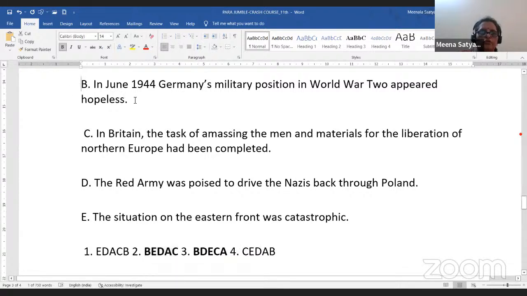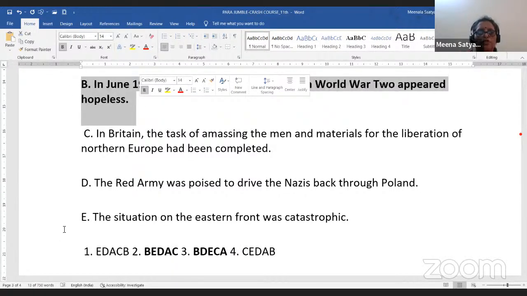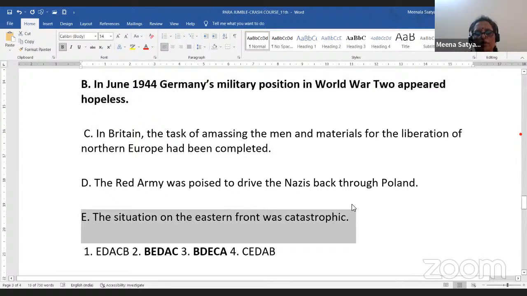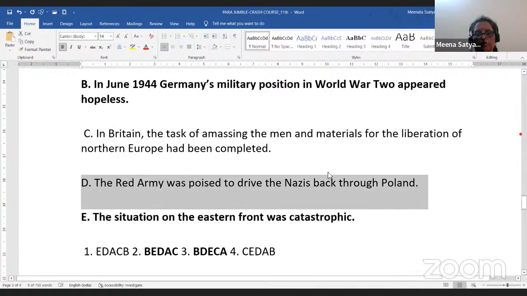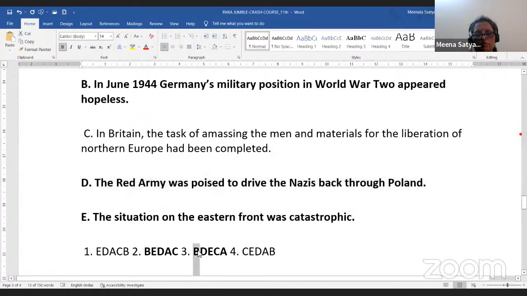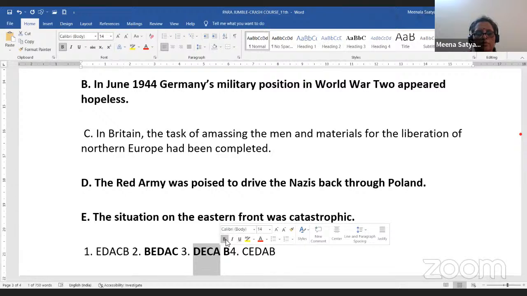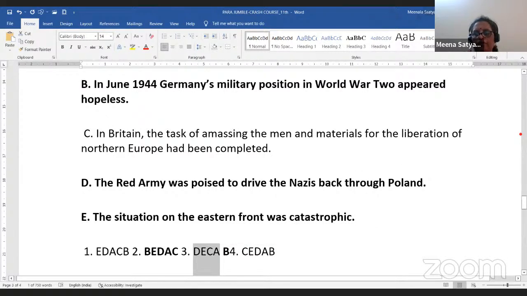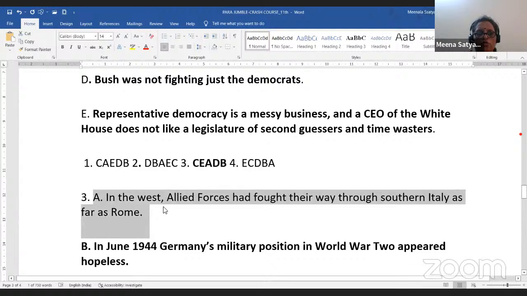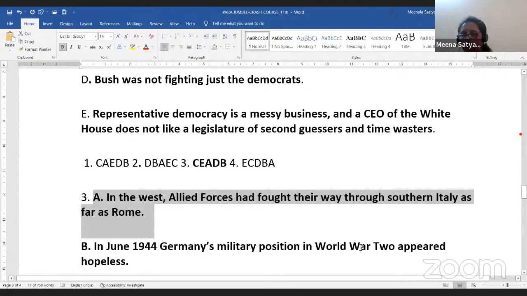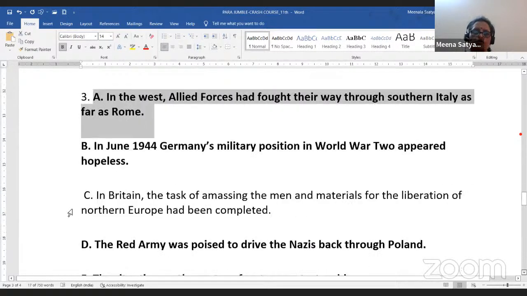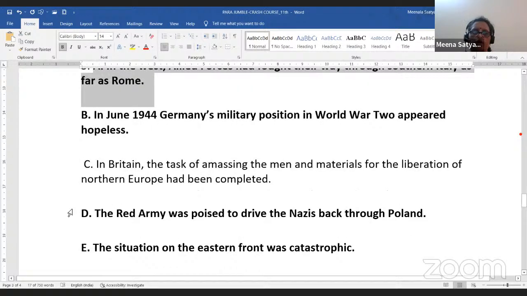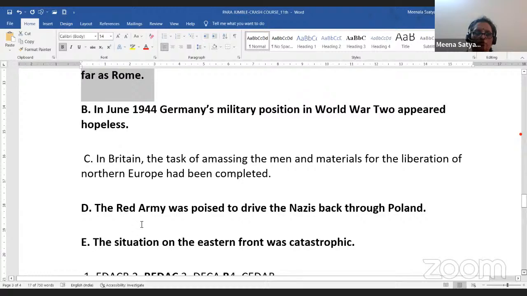Okay, so this will be the first one. B, the situation was catastrophic, bad. Then the Red Army was poised to drive the Nazis back. Let me remove the highlight from this. And then we have A: Allied forces had fought as far as Rome. And then the task of. This is the next one.